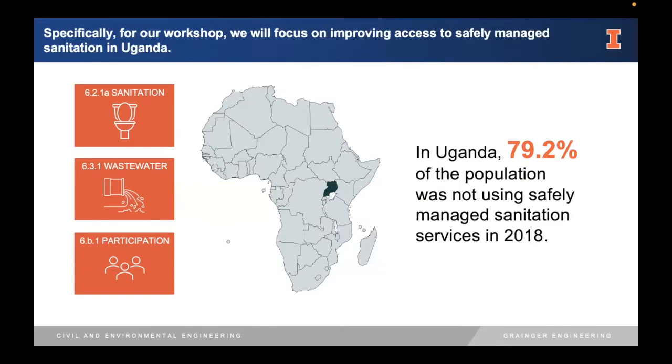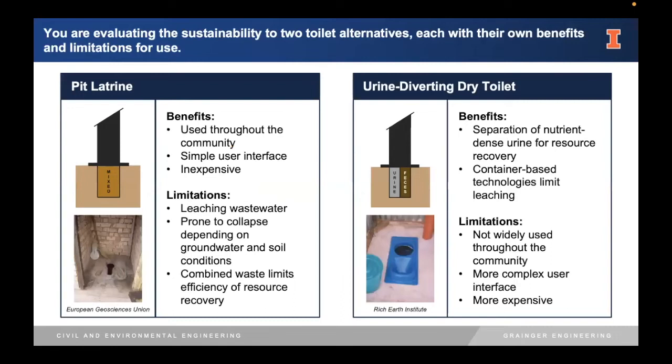And then specifically for this workshop, we are going to focus on a scenario in Uganda. And so currently in Uganda, well, not currently, at the end of 2018, 79.2% of the population was not using safely managed sanitation. So a huge proportion of the population is not having their sanitation safely treated and disposed of. And so for this workshop, we are going to focus on evaluating two different sanitation systems. Both systems have pros and cons of their use, and so we'll be able to evaluate which system makes the most sense in Uganda, but also looking at other contexts too.